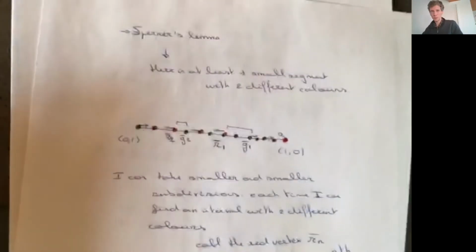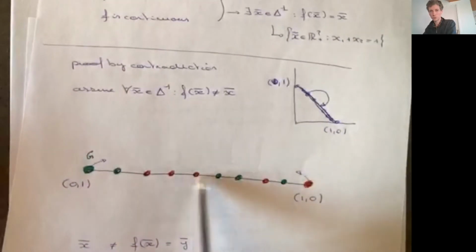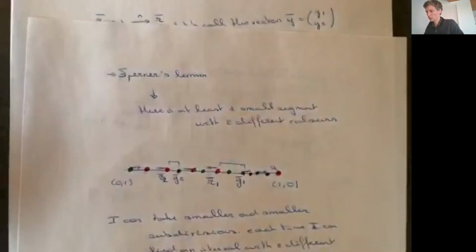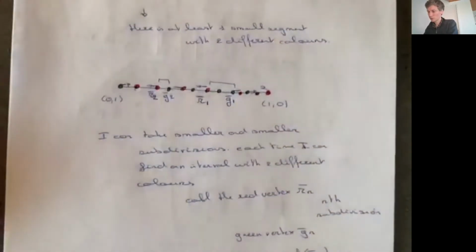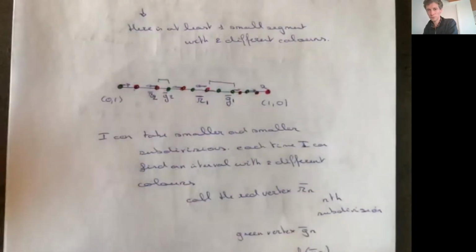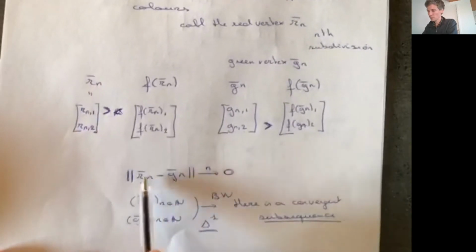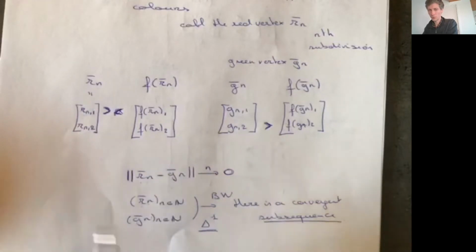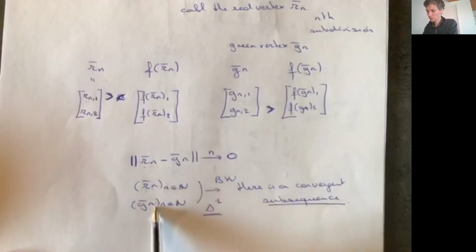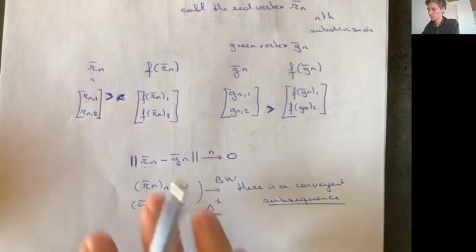So we invoked Sperner's lemma, and we have found that there's at least one small interval with two different colors. And then we use the limiting argument. In particular, we use smaller and smaller subdivisions of this simplex into smaller and smaller segments. Each time we can find an interval with two different colors, and we called R the red vertex and G the green vertex of this interval. Because these intervals go to 0, the distance between the red and the green one goes to 0. These are sequences in a compact domain, so we can find a convergent subsequence. This uses the Bolzano-Weierstrass theorem.